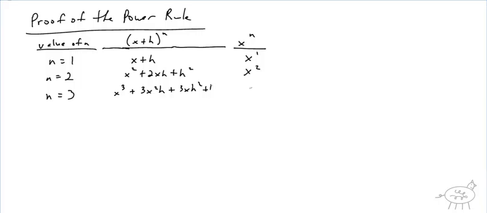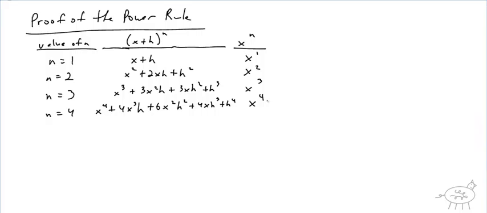We have n is equal to 4. We'll do the last one. Got to crunch it in here. It's going to be x to the 4th plus 4x cubed h plus 6x squared h squared plus 4xh cubed plus h to the 4th. Okay, it's all expanded. And then, of course, this is just going to be x to the 4th power.